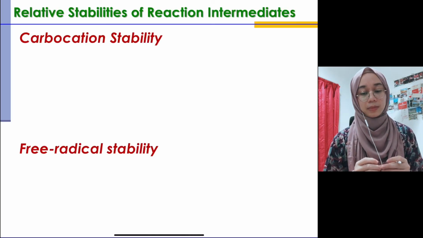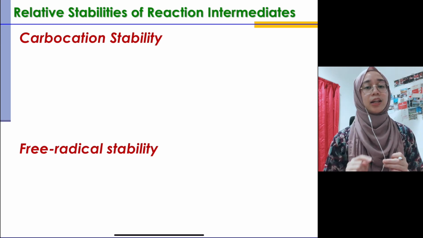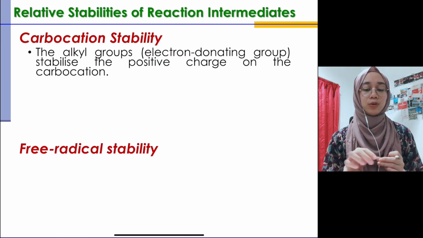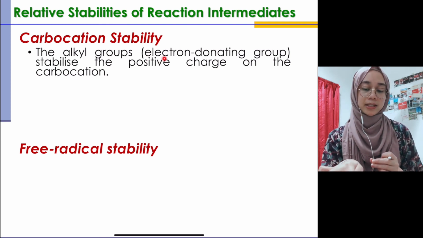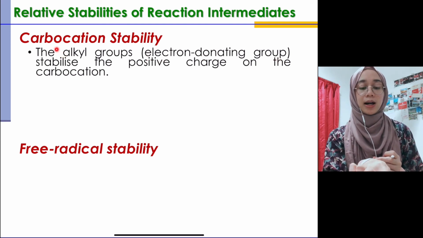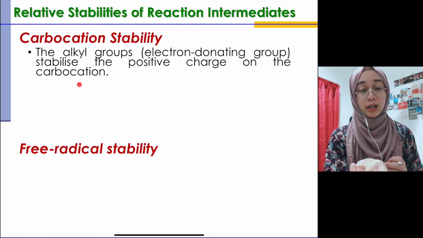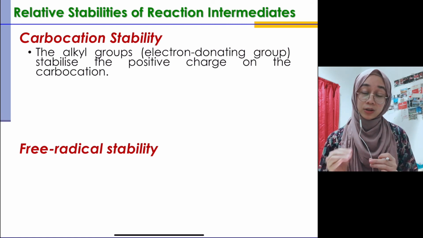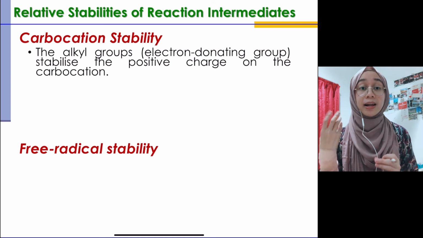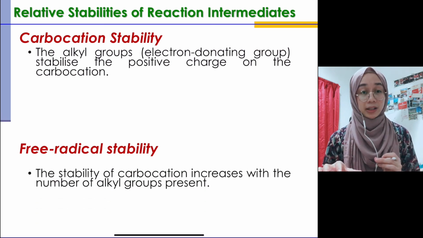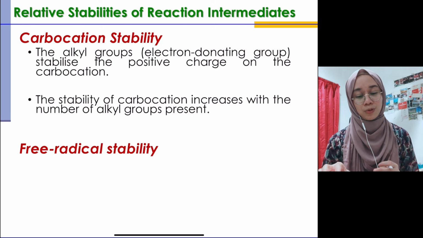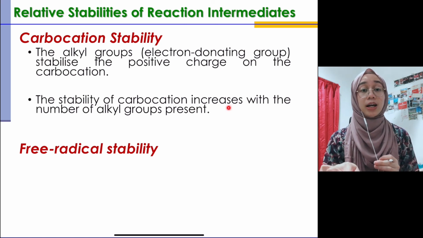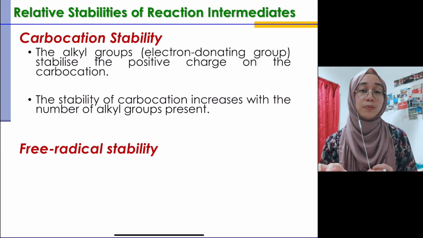So in terms of stability, dia ada kaitan dengan alkyl group tu tadi. Okay, so the alkyl group, okay, jangan risau sangat pasal electron donating group ni, tapi kamu kena faham yang alkyl group ni, kalau ada the presence of alkyl group, they will actually stabilize the positive charge on the carbocation. Okay, bermaksud kalau lagi banyak alkyl group, so makin stable ke tidak? So tadi the presence of alkyl group ni, it will stabilize the carbocation. Bermaksud lagi banyak, lagi stable lah sebenarnya carbocation tersebut. So the stability of carbocation increases with the number of alkyl group present.